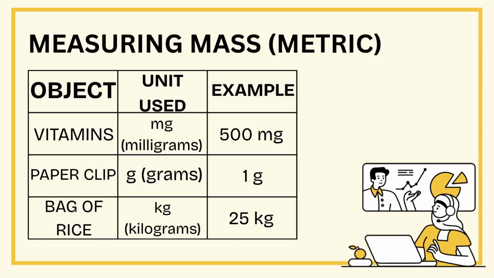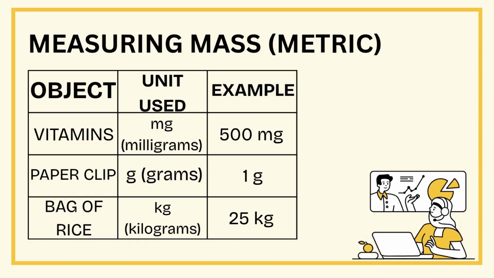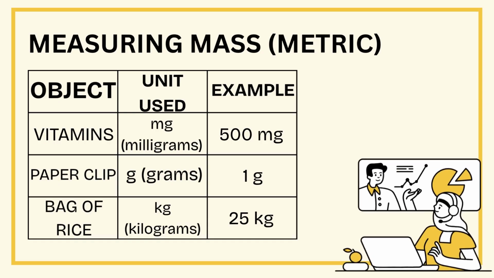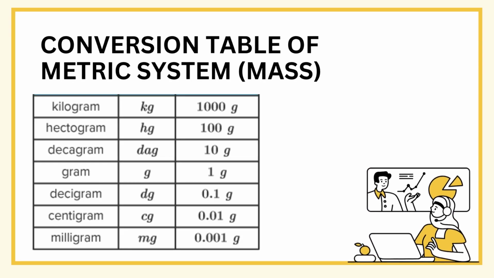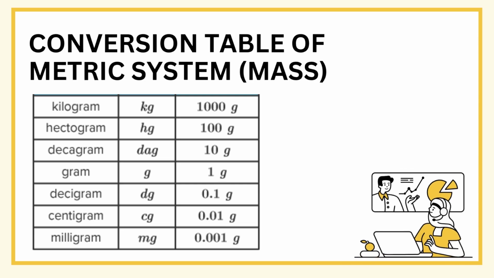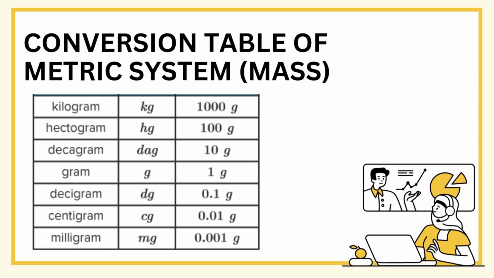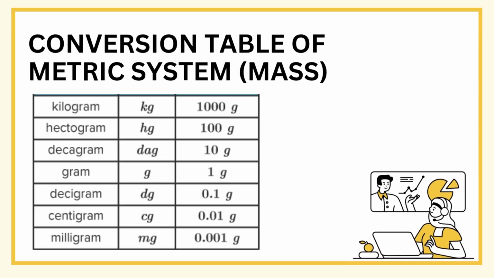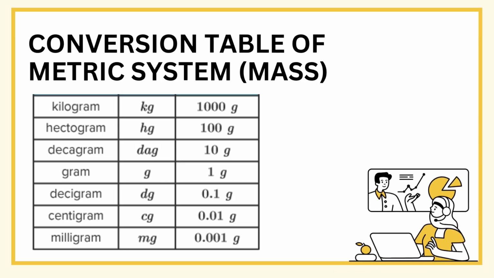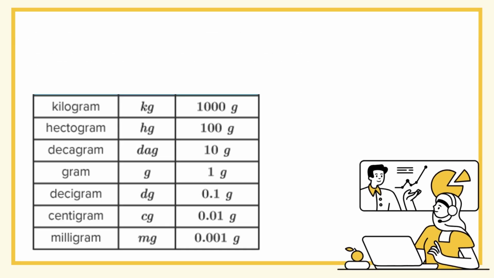Milligrams, mg, in vitamins or medicines indicate the exact weight of the active pharmaceutical ingredient, API, the substance that produces the intended effect. Given the table of the metric system of mass. For example, if I want to convert 25 kilograms to grams, then we will multiply it by 1000 because there are 1000 grams in 1 kilogram, resulting to the answer of 25,000 grams.